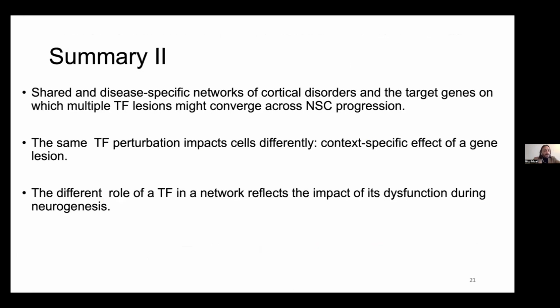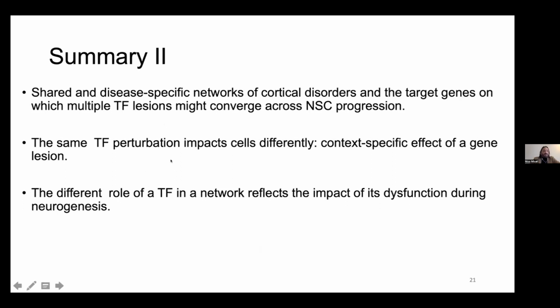And this suggests that transcription factor lesions have cell state restricted effects. So as a second summary, I showed you shared and disease-specific networks of cortical disorders, and the target genes on which multiple transcription factor lesions may converge across neural stem cell progression.